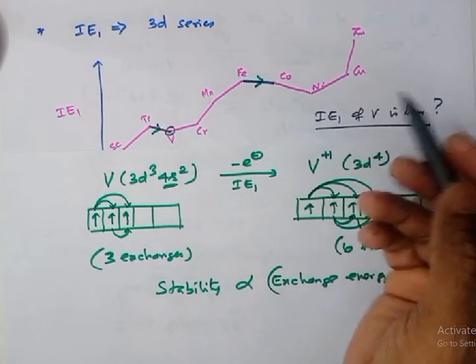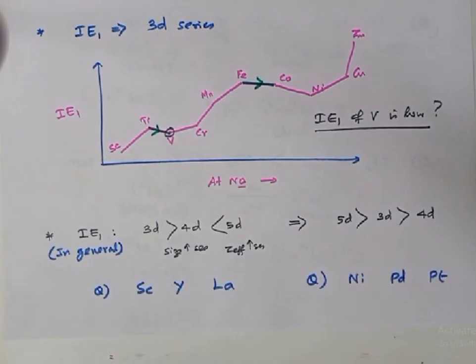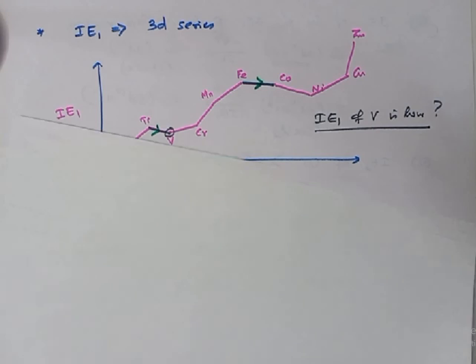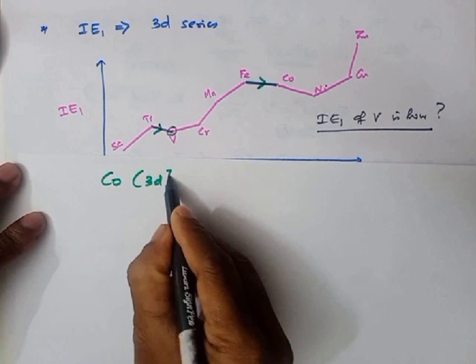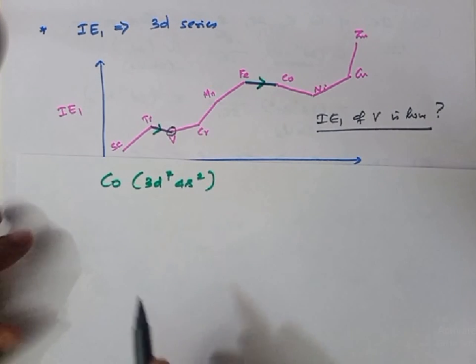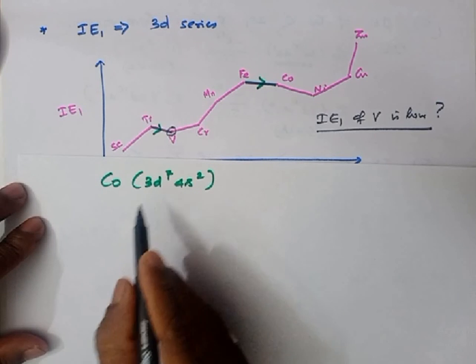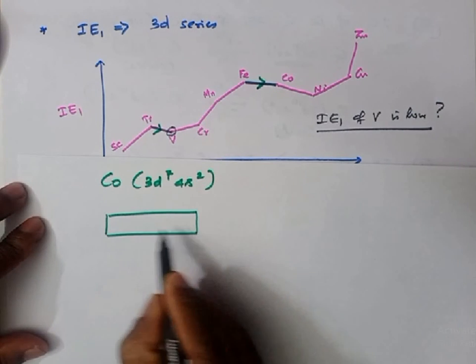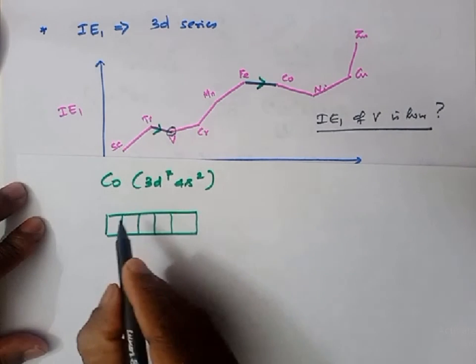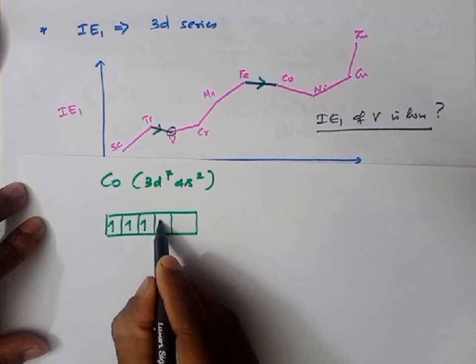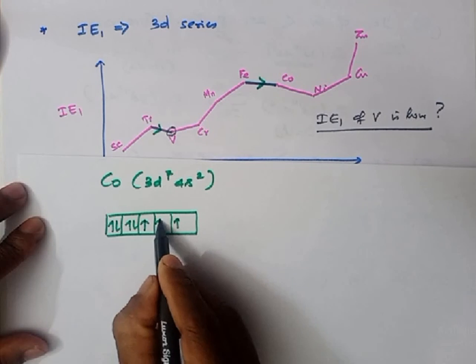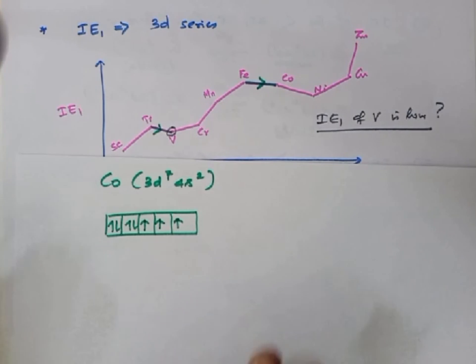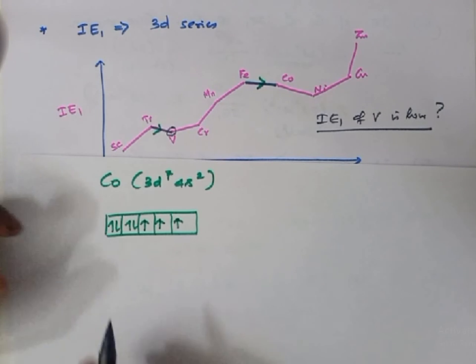Why does the first ionization energy of cobalt decrease? Can you give an explanation for this in a similar manner? The electronic configuration of cobalt is, let me write here, 3d7 4s2. Leave this s2. In d7, the d subshell has 5 orbitals. We have 7 electrons. First put electrons with the upward spin, then pair them. Now we have 3 unpaired electrons. We have some exchanges possible.